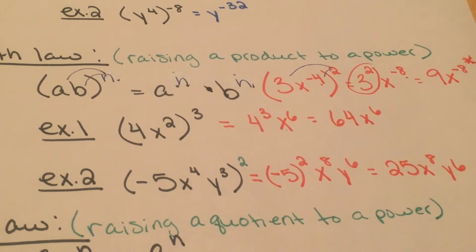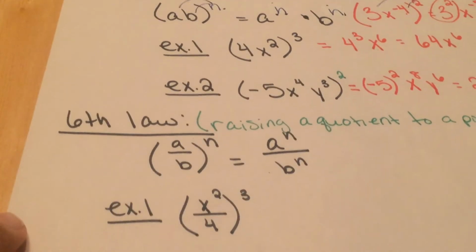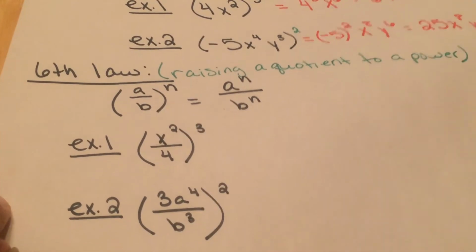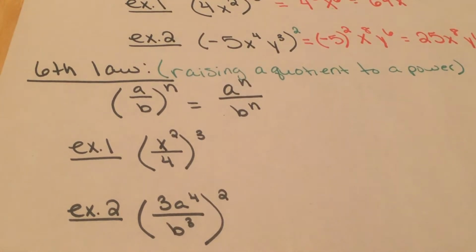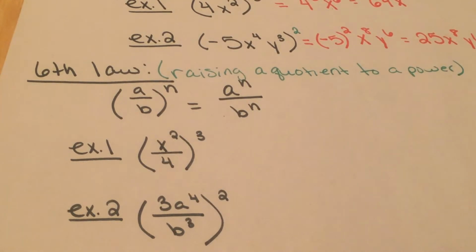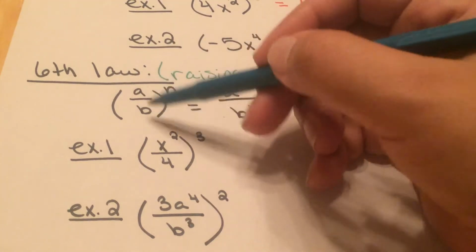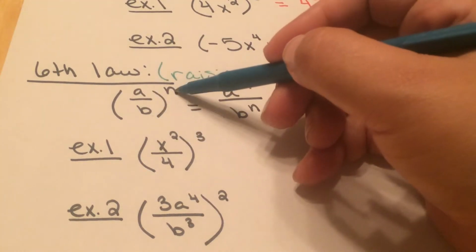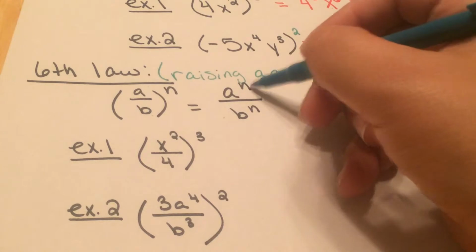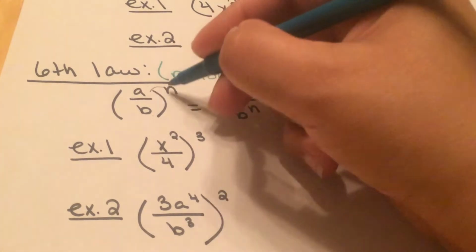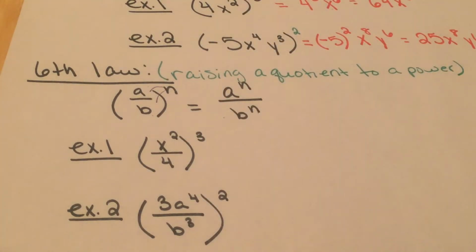So let's move on to our sixth law. Our sixth law of exponents is raising a quotient to a power. If we look at this, it's very similar to our fifth law where we have the product to a power. We see that exponent on the outside, so we have a divided by b raised to the nth power. That really becomes a to the nth power divided by b to the nth power. So that n, kind of like that reverse distributing property, gets attached to both numerator and denominator. So let's see an example of that.